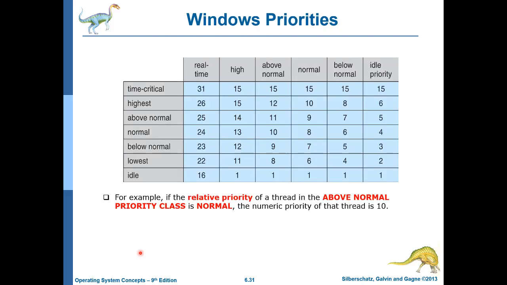So this table summarizes all those priorities. In the real-time class, time critical has the highest priority, which is 31. Then the next in the real-time class is highest, which has 26 for example, and the lowest priority is in the idle priority class, which is this one. The idle process has the priority of 1. So you can see that all these, which are the variable classes, have priorities between 15 and 1, and the real-time processes have priority from 16 to 31.